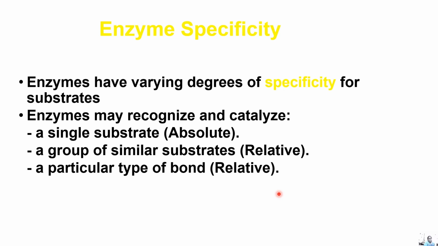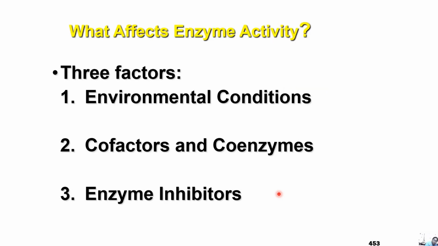So, enzyme specificity. Enzymes have varying degrees of specificity for substrates. Enzymes will recognize and catalyze a single substrate, which is absolute, a group of similar substrates, which is relative, or a particular type of bond, which is also relative. There are three factors that can affect enzyme activity: environmental conditions, cofactors and coenzymes, or enzyme inhibitors.